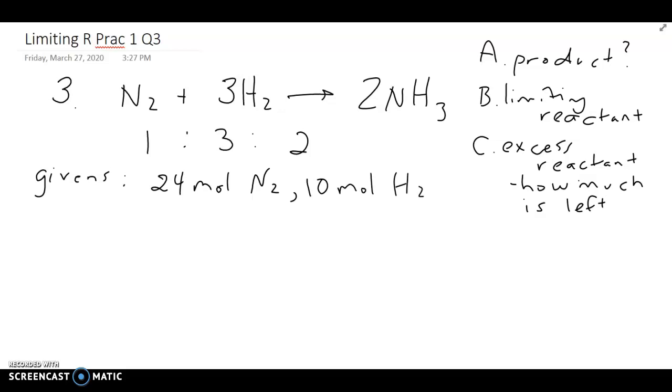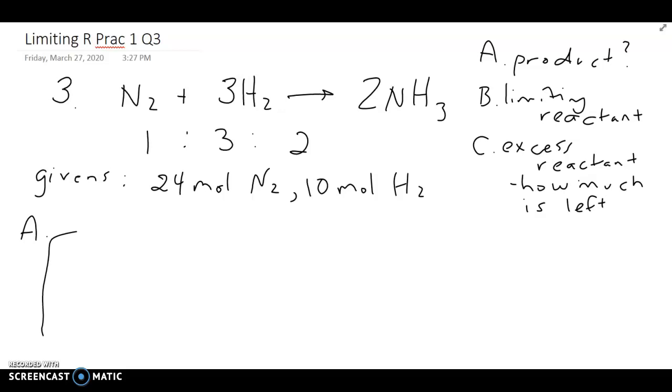Okay, so amount of product. First step we have to find is the amount of product we can make, what's possible from each of these amounts of reactant given. So we need to do 2 problems, one for each reactant, figuring out how much product is possible. So we're going to do A here.